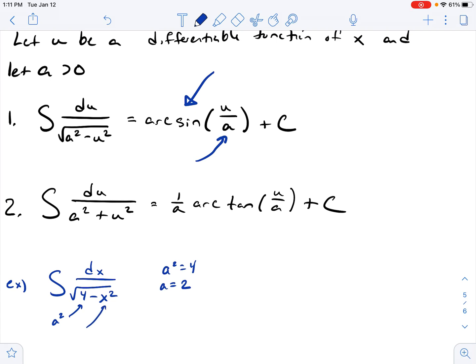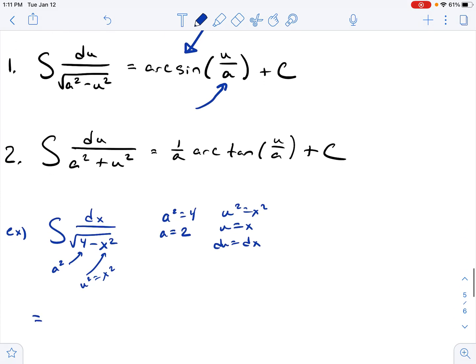If this is my u, basically, if u squared is equal to x squared, then u is just equal to x, and du is just equal to dx. All right, so watch. If I take this original integral and I rewrite now, dx is going to get replaced with du. Radical is what it is. Now 4 was my a squared, and x squared was u squared.